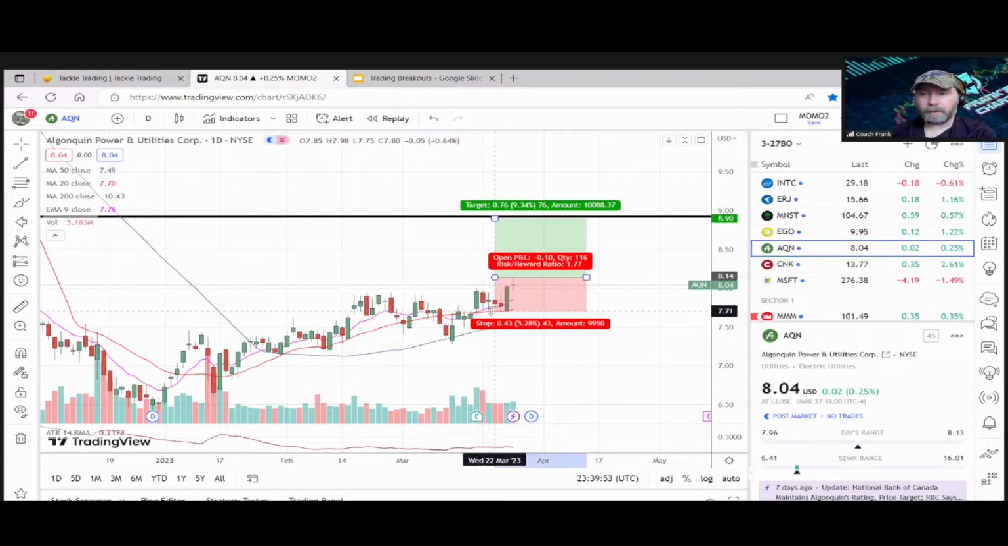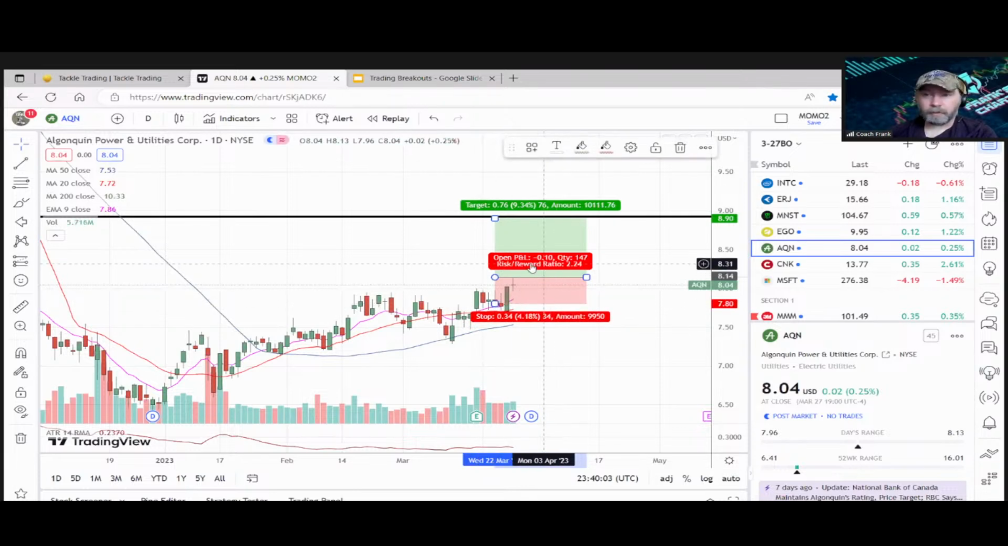Can I get the swing low? I'm risking $1 to get $1.73. That's not going to work. Can I get the 9 EMA? Can I get below that 9 EMA? I'm risking $1 to get $2.24.